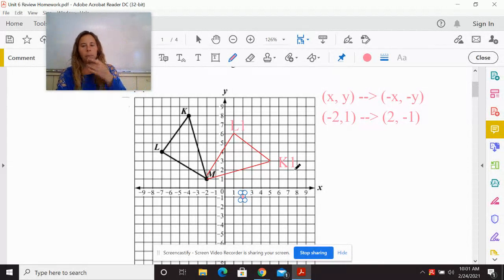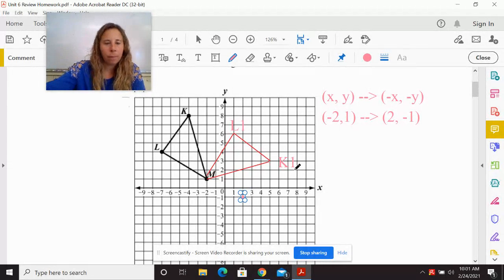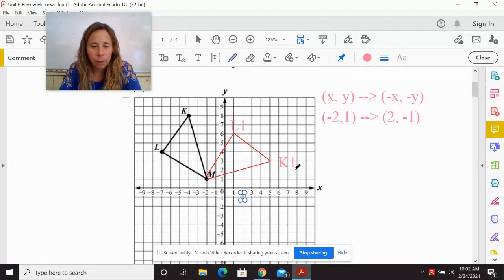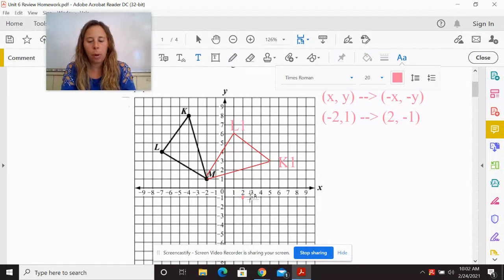Okay, let me do it this way, and then I'll print it out. No, I can't. I'll post another video proving how you can do it with a protractor as well. But I can't do it on this video. Okay, so that's our new M1, or M prime. Then you're going to do that for all 3 points.